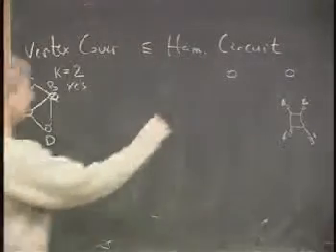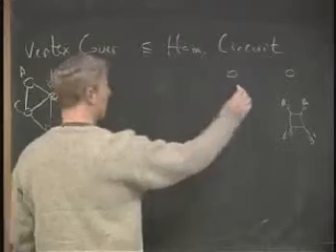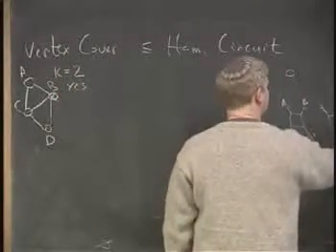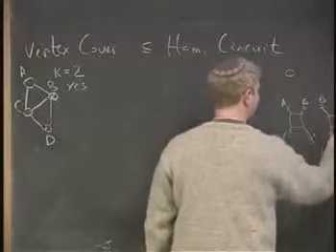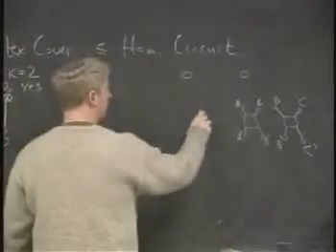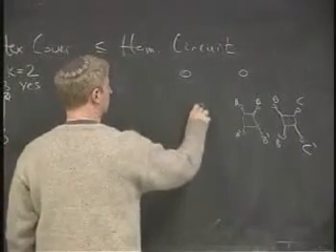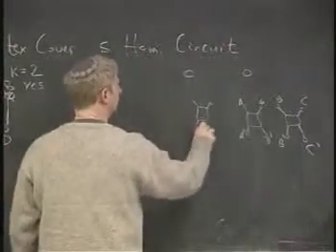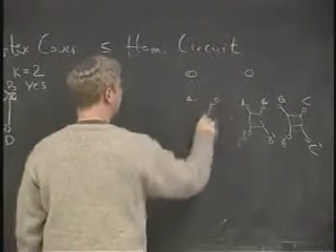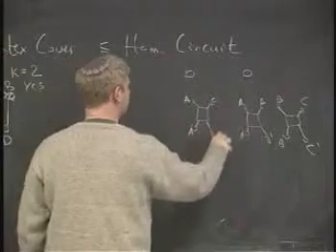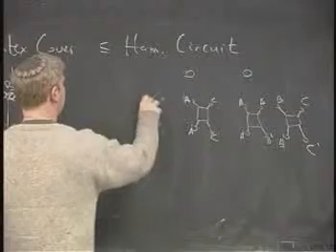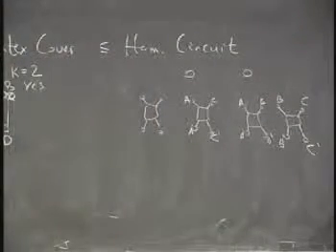What else do I need? I got AB. I need BC. I need AC. I need BD and CD.